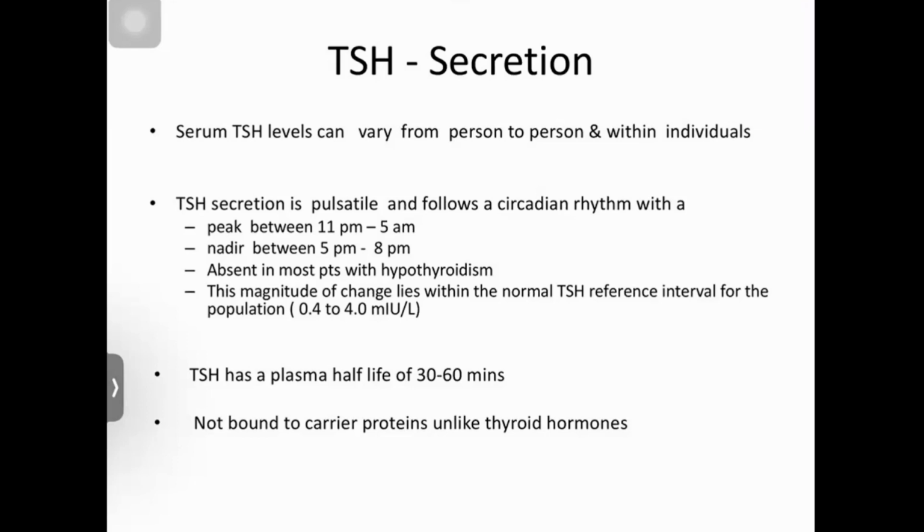Now, the TSH has a plasma half-life of 30 to 60 minutes. It doesn't have a short half-life like a thyroid hormone or norepinephrine or epinephrine. So we know that it can stay at the plasma level for at least 60 minutes before it reduces by half. Now, it's not affected by any carrier proteins because it's not transported by any carrier proteins. So unlike thyroid hormones, which depend on thyroid binding globulins, it's not affected by these thyroid binding globulins.